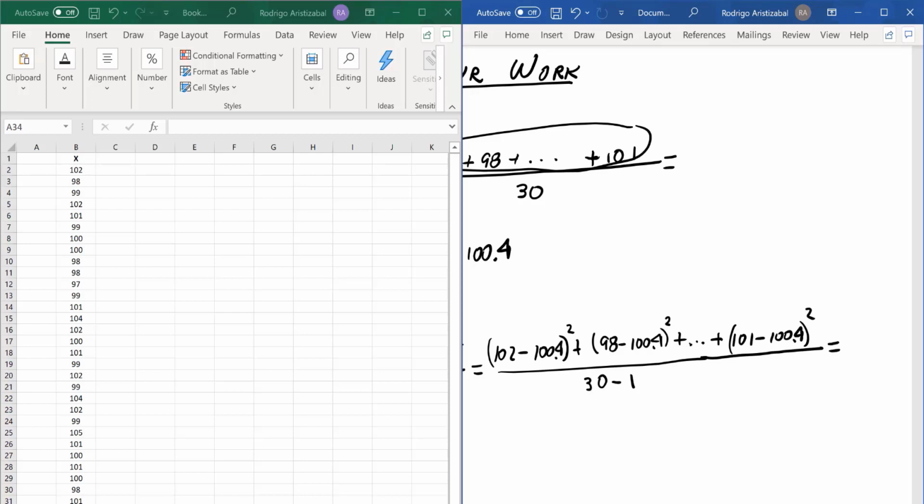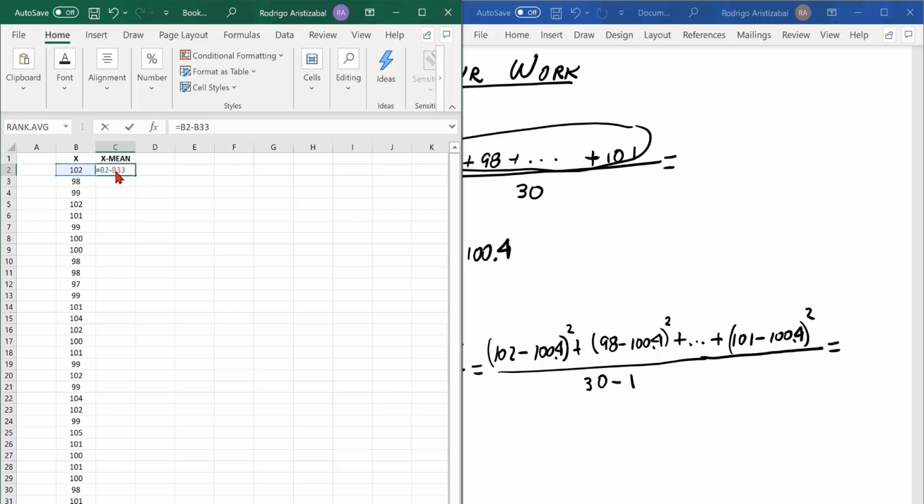This is equal to, you already have the answer in StatCrunch, but you need to verify all of these operations. You can do it using any calculator, but my strong recommendation is to use Excel. Then in this column we are going to write all deviations with respect to the mean, x minus the mean, that is equal to this value minus the mean. The mean is located here.